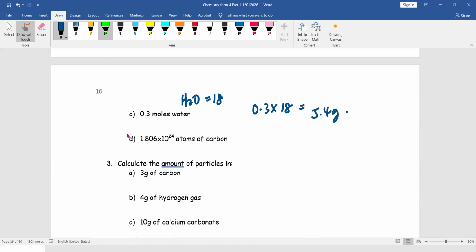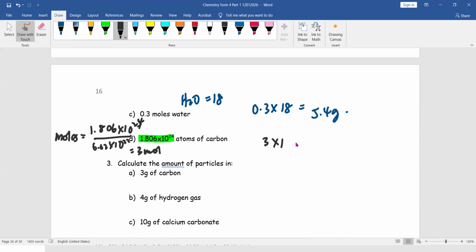Okay, so this one is not moles, it's particles. So first you change to moles. You first find the moles. 1.806 times 10 power 24 over 6.02 times 10 power 23. How many moles do you get? 3 moles. So then 3 times 12 equals 36 grams. Did you get it correct?